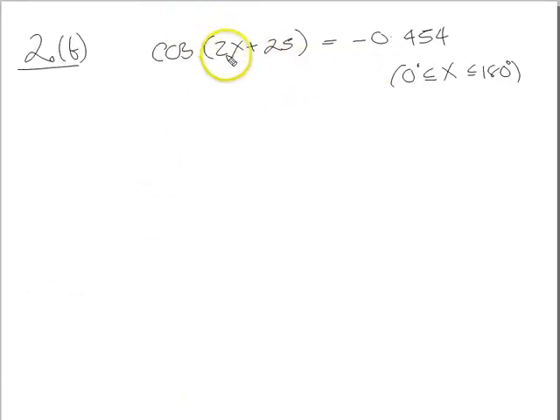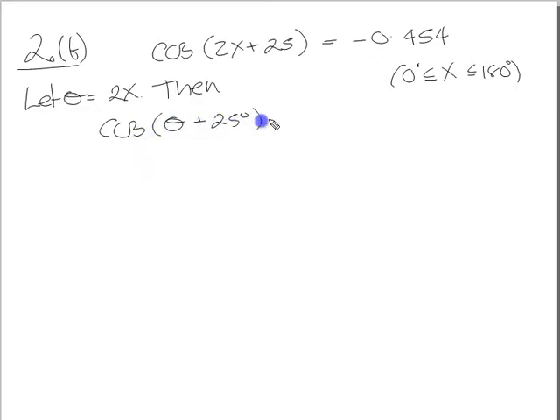The first thing to say is I prefer to write that as theta. So I'm going to say let theta equal 2x and then write down a slightly more simplified problem. So then cos of (theta plus 25 degrees) equals minus 0.454. Good.